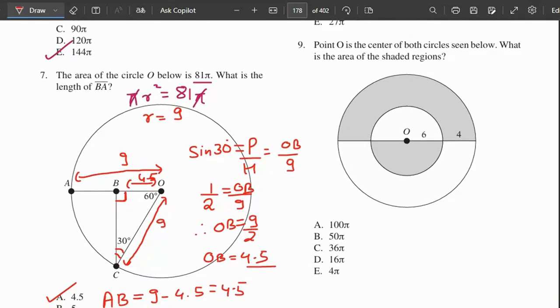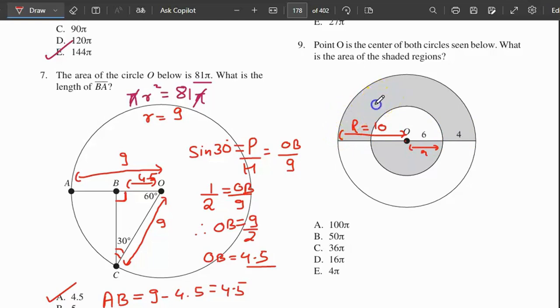Let's try this question also. The point O is the center of the circle. See, this is the figure. What is the area of the shaded region? Now O is the center of the circle for both of them. So this radius is 6. And this whole radius, let's say this is capital R, is equal to 6 plus 4, that is 10.